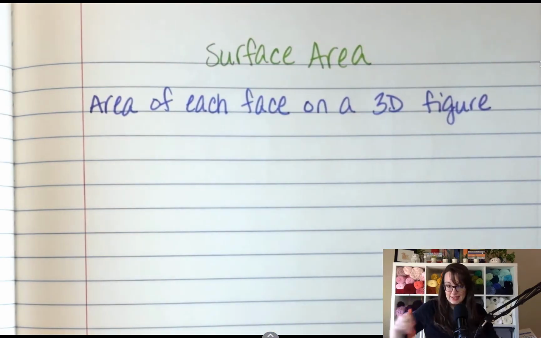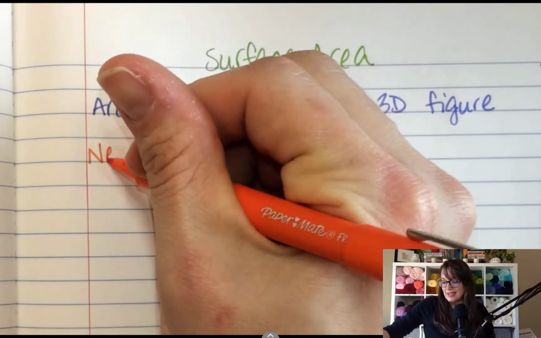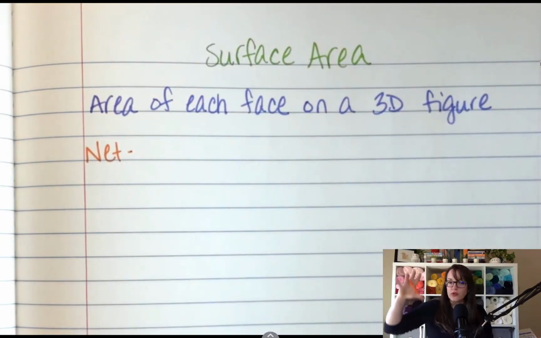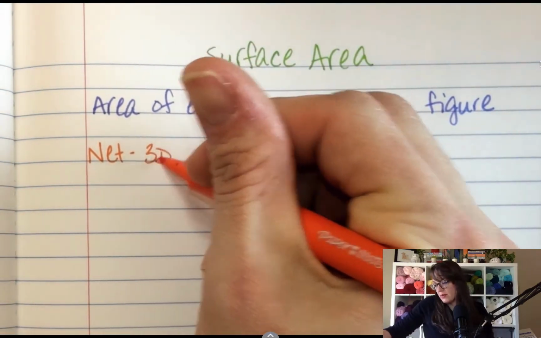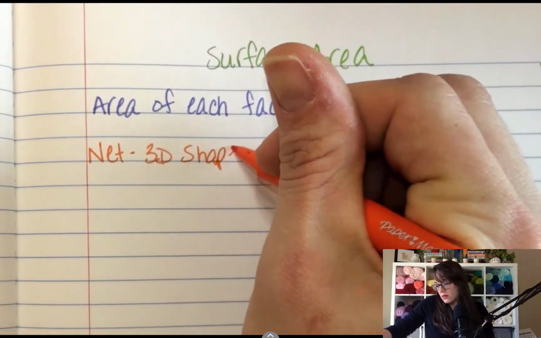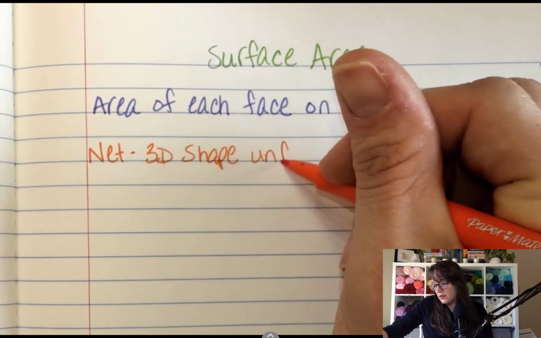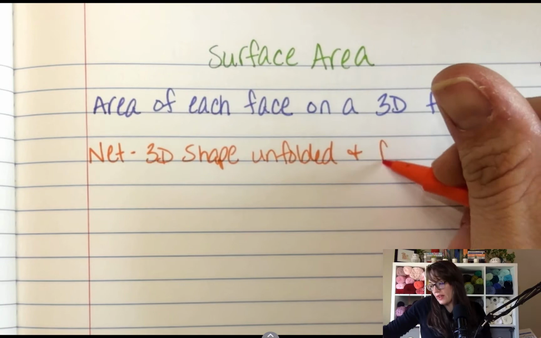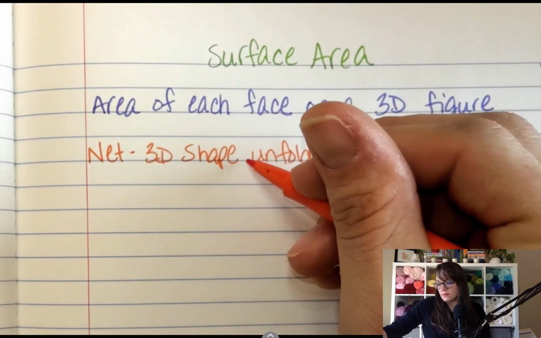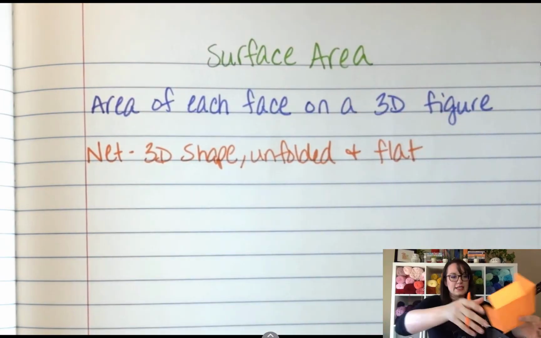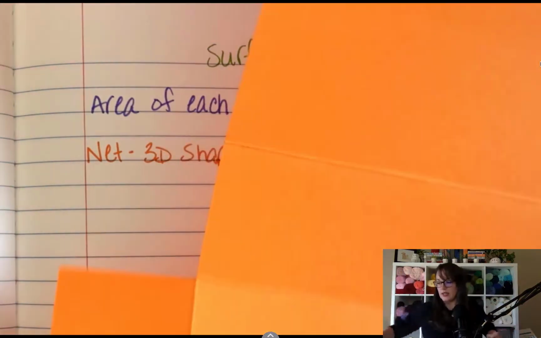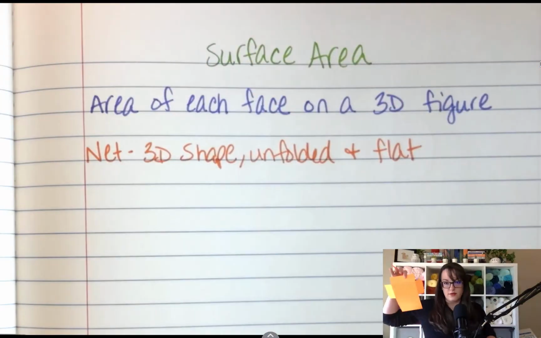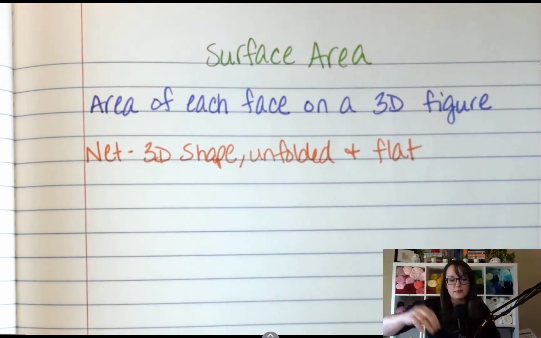The net that we just did, those nets, a net is an unfolded flat 3D shape. It's a 3D shape, unfolded and flat. So this is the net. When you unfold it and you lay it flat, flat is the net.